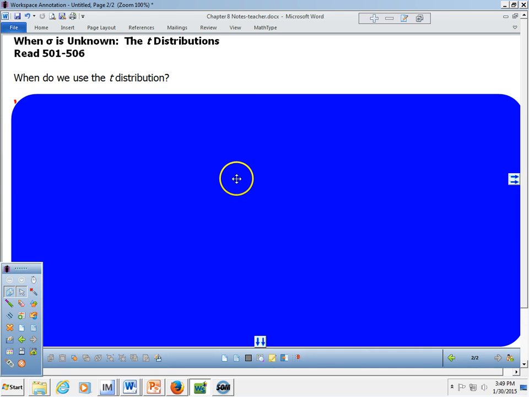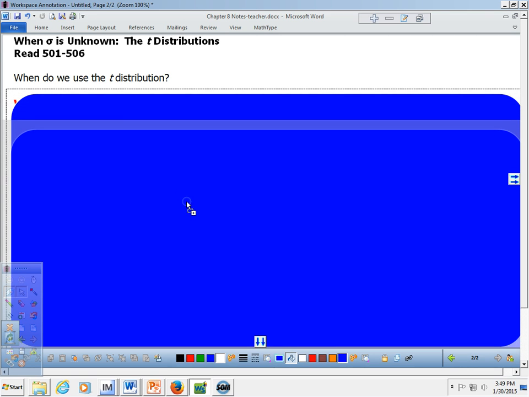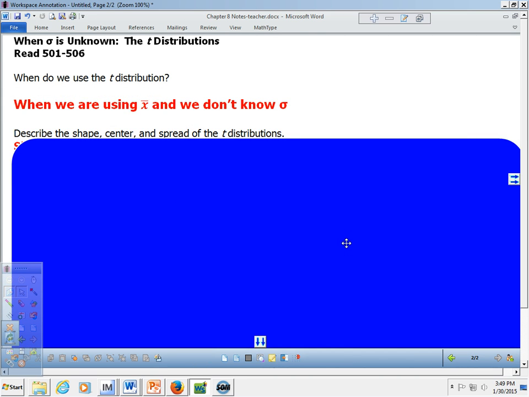So when do we use what's called the t-distribution? Well, as I said, when you standardize that sampling distribution down when you're talking about means, it's no longer a normal distribution, it's called a t-distribution. And so we use the t-distribution when we are using x bar and we don't know sigma, okay? Again, we have to use a sample standard deviation to standardize everything down, and the shape of our curve changes into this thing called a t-distribution.